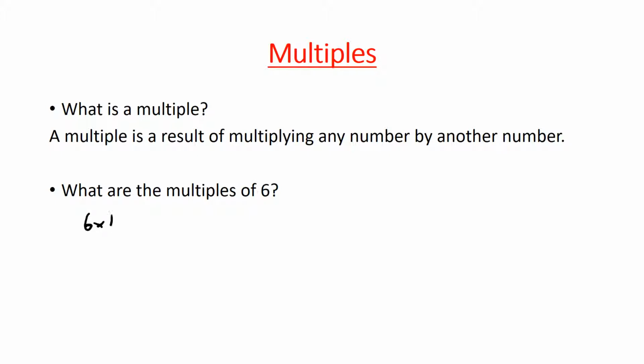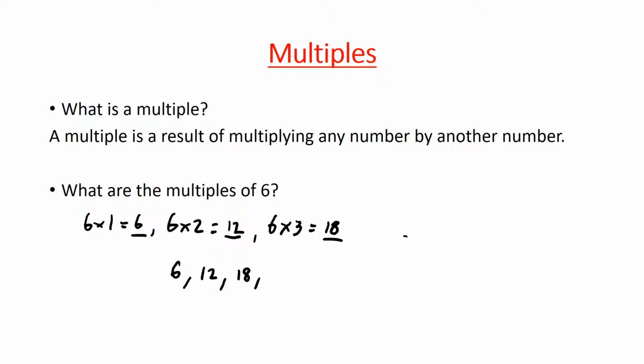So 6 times 1 gives me 6, therefore that's my first multiple. 6 times 2 gives me 12, that's my second multiple. Alright, 6 times 3 gives me 18, that's my third. So basically, multiples of 6 are just 6, 12, 18, 24, etc., which is essentially the 6 times tables.